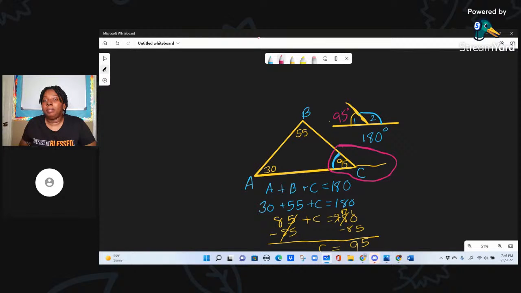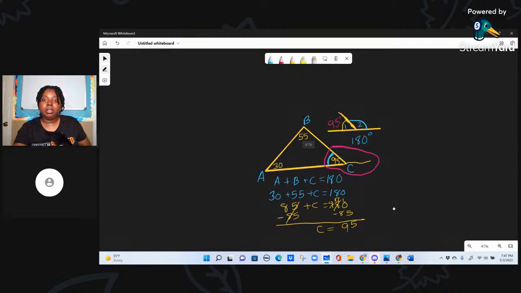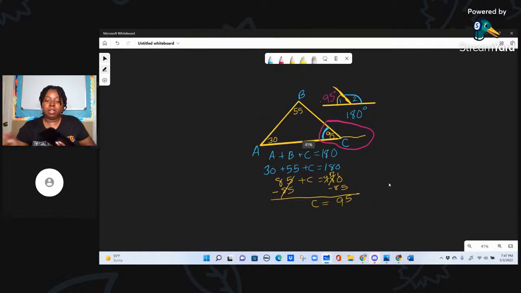So together, angle 1 and angle 2 equals 180 degrees, right? Yeah. Okay, so if angle 1 was 95, it's just like we did before. Let me write it in yellow and let me bring it down. Okay, so angle 1 plus angle 2 equals 180 degrees.